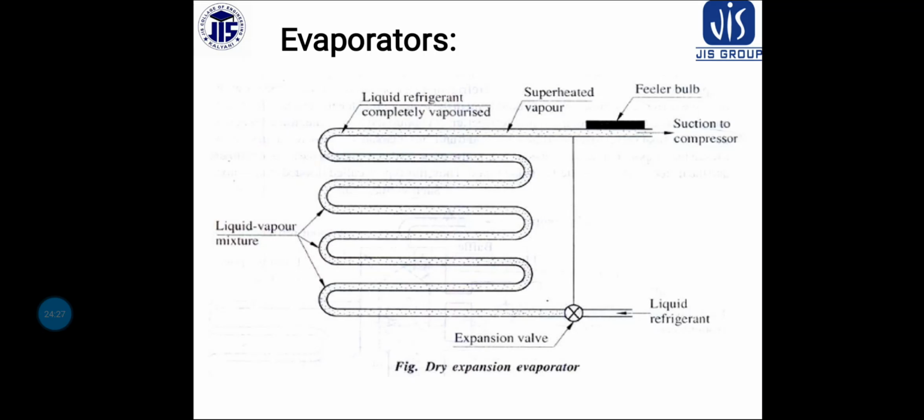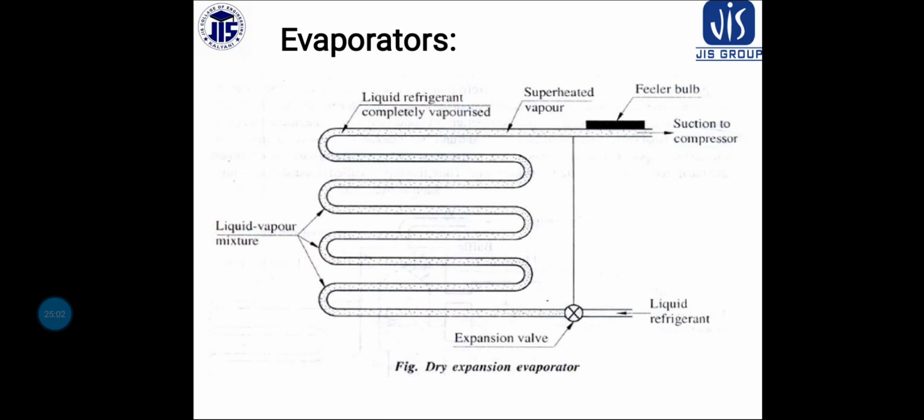evaporator. Okay, so in the dry expansion evaporator, the amount of liquid fed into the evaporator is limited to that phase, and that phase can be completely vaporized by the time it reaches the end of the evaporator. Okay, so the expansion device feeds the evaporator at such a rate that the whole of the refrigerant gets gradually vaporized by the time it reaches the end of the coil. Okay, so here we are using the filler bulb. The filler bulb of the expansion valve controls the rate of flow.